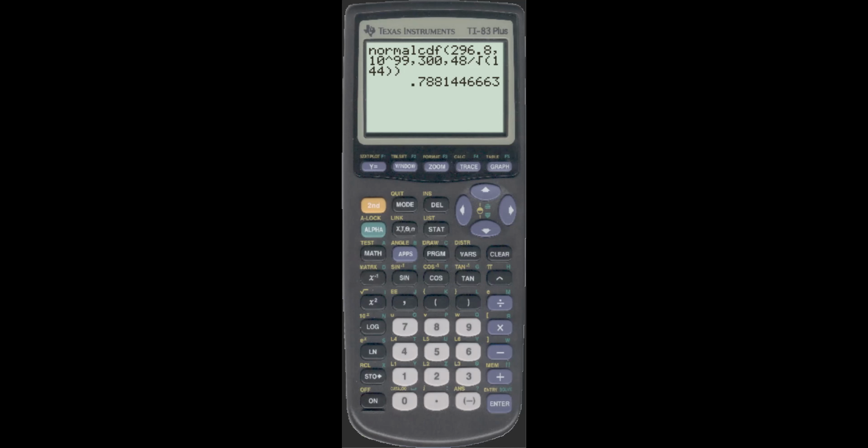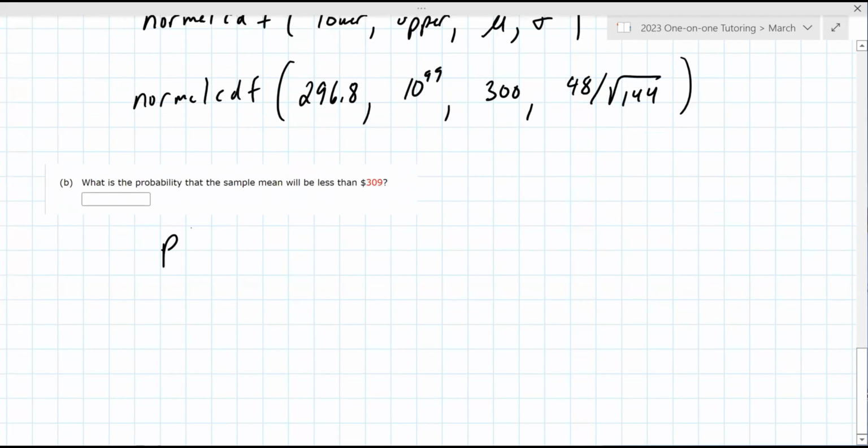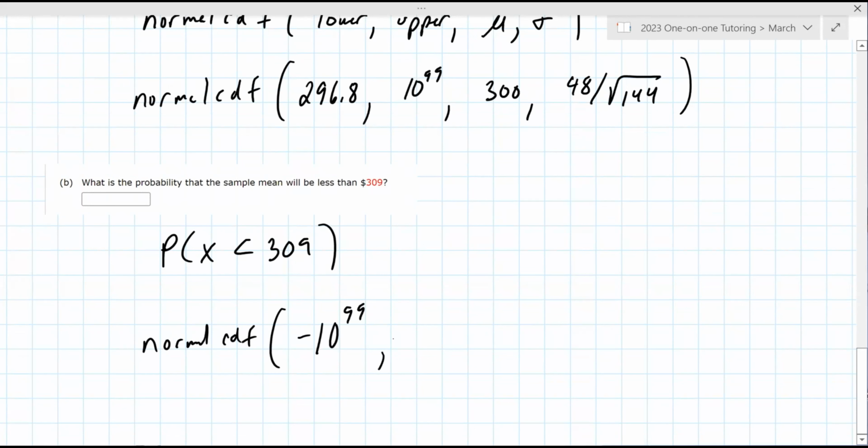So let's do part B. We're going to set it up exactly the same. It's another normal CDF. I'll start setting these up, and you can put them in the calculator. This is the probability that X is less than 309. So normal CDF again. The lower is now negative 10 to the 99. 309 is the upper. That's the only change you make to this.